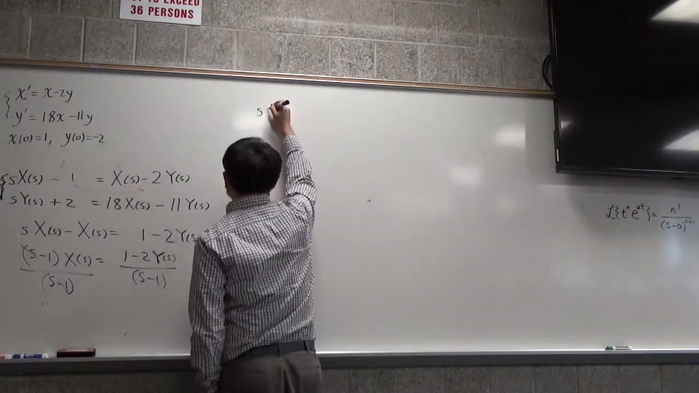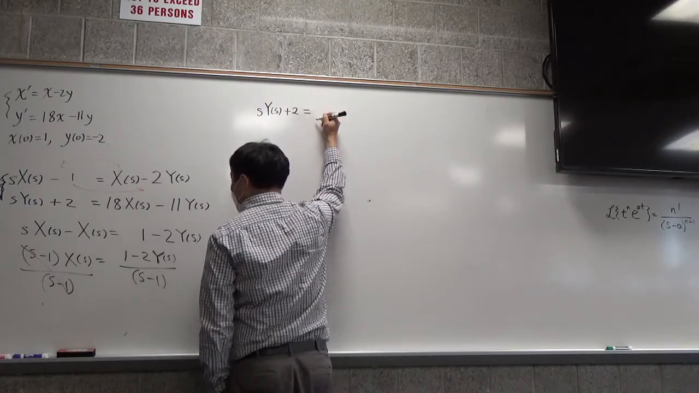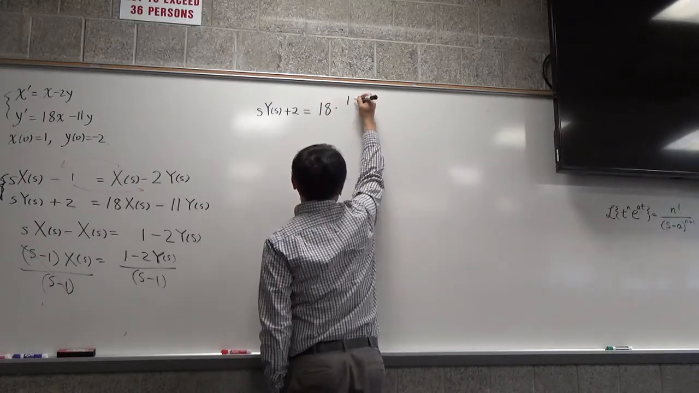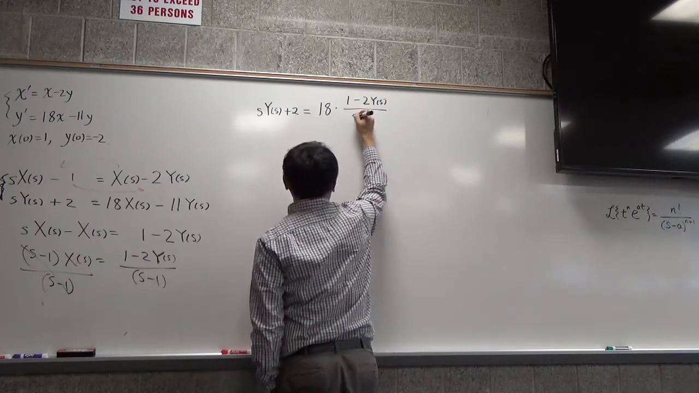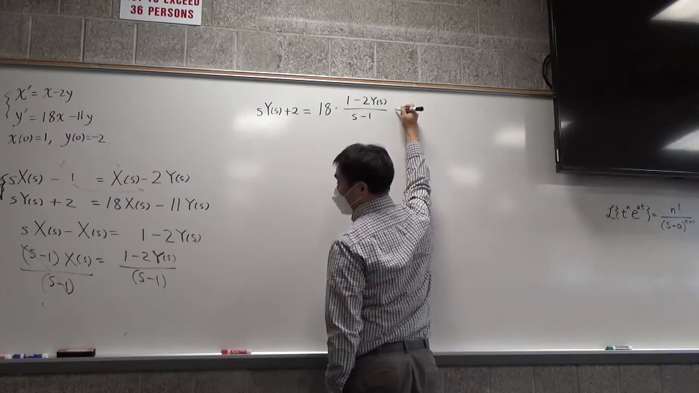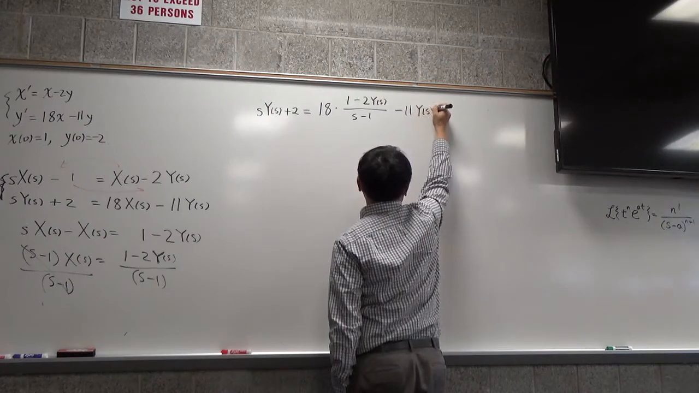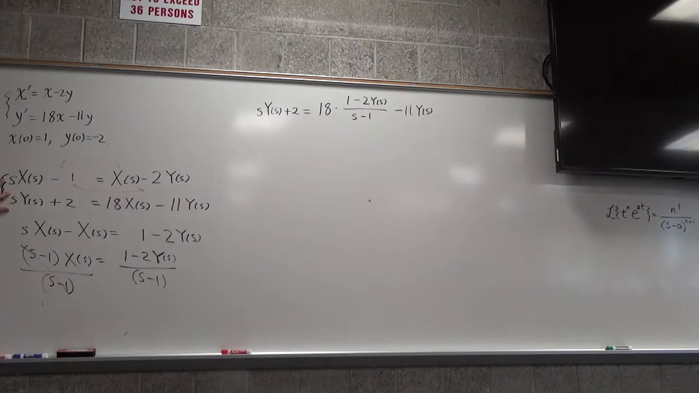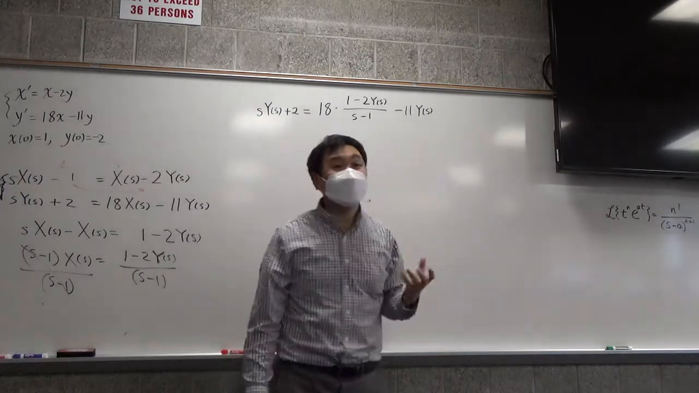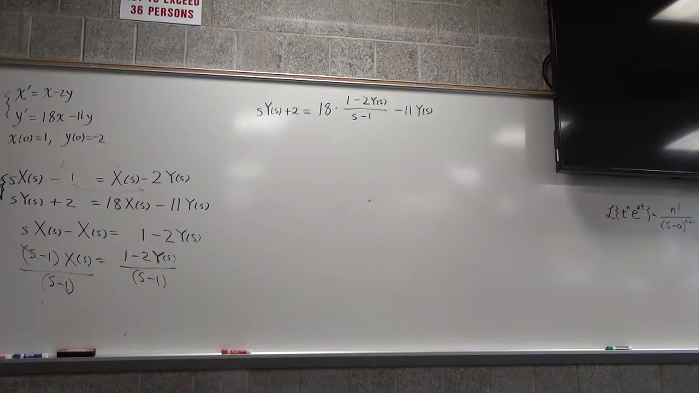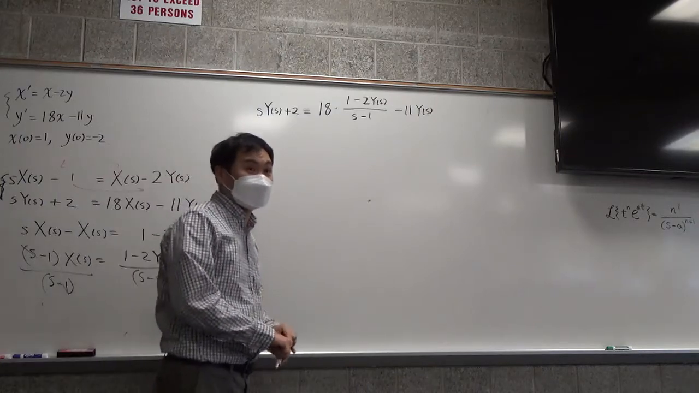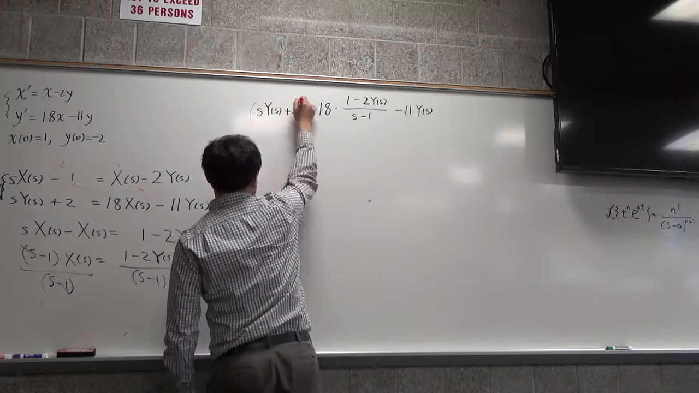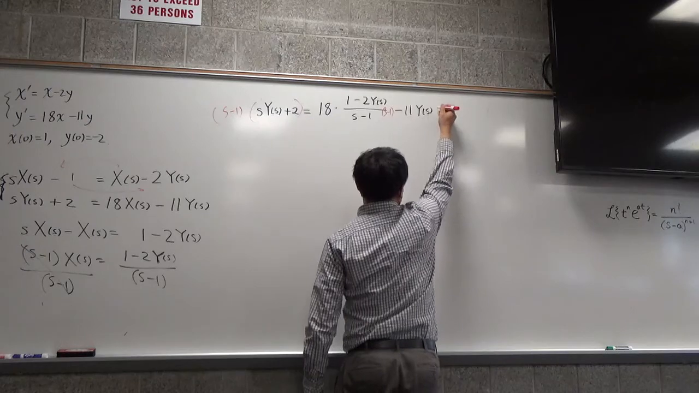That gives us s of (Y(s) plus 2) equals 18 times (1 minus 2Y(s)) over (s minus 1), and then minus 11 of Y(s). What I did was take this second equation and replace X(s) by this on the right side. Now you see that this equation only has Y(s) as the only unknown, so we can easily solve for Y(s) in principle. But before I do that, I don't like fractions at all, so I'm going to multiply by the denominator both sides to get rid of the denominator. That's always a good idea. So I'm going to multiply s minus 1 here, s minus 1 here, s minus 1 here.